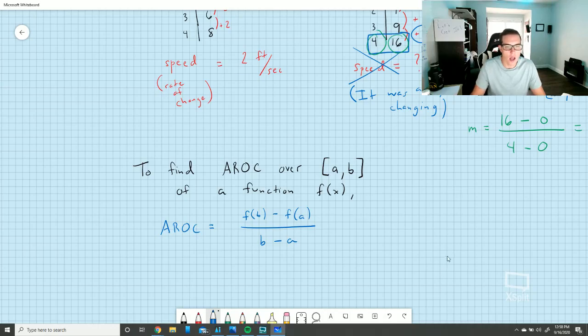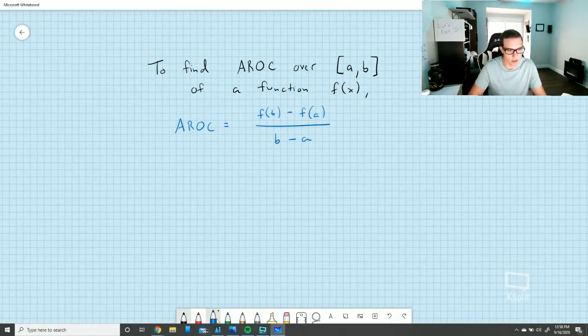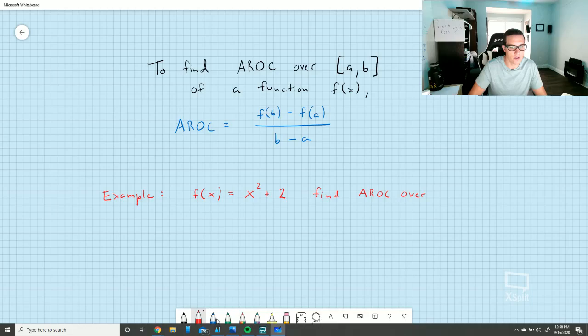Okay, so let's do another example. And actually this time we'll do the same example, but we'll change things ever so slightly. So here's your function. This time let's do x squared plus 2. And I'll say something like find the AROC, or average rate of change, over the interval 2 to 4. It doesn't have to start at 0. I can do any interval I want. I could even have a negative interval if I wanted, like a negative coordinate.